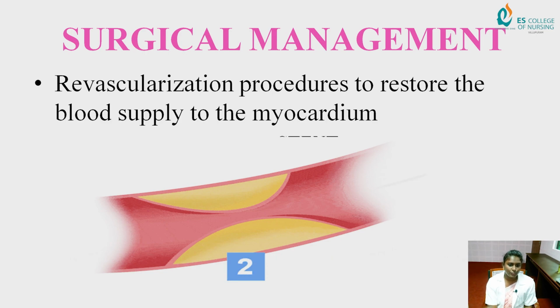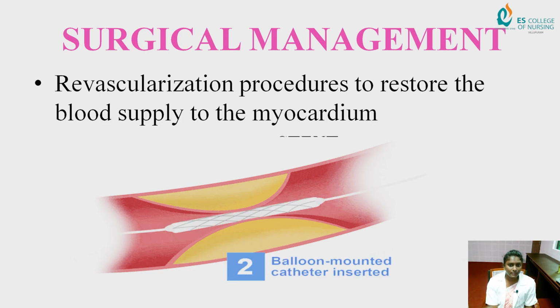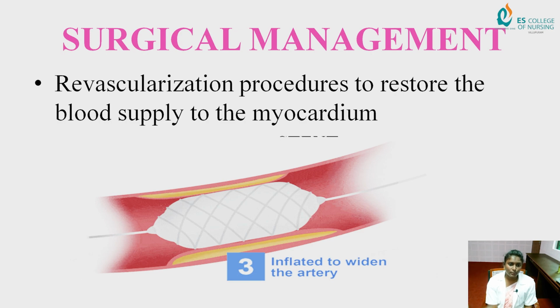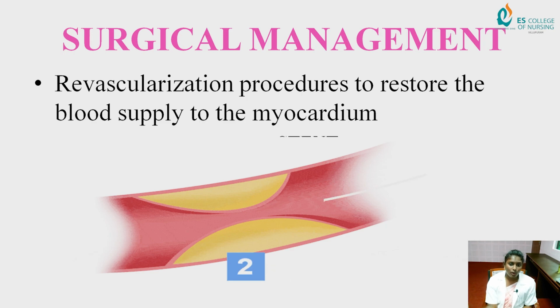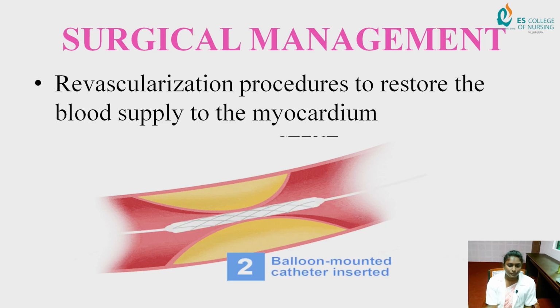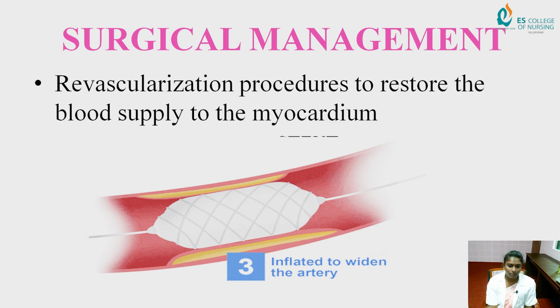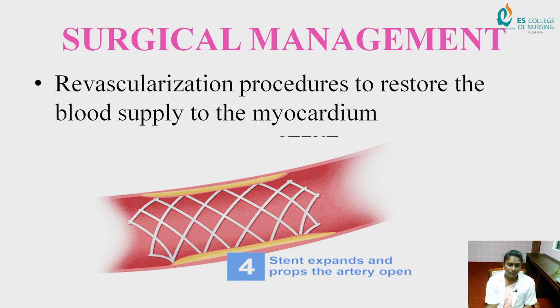In surgical management, the first one is revascularization procedures. Through these procedures, we can restore the blood supply to the myocardial muscles. If we prevent that, automatically the patient is relieved from pain. So here what is happening? Everything is inside the catheter. It goes inside the arteries and widens them, and the blockage is relieved in that particular area.